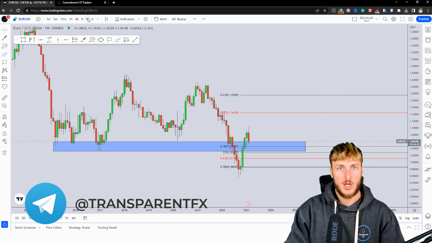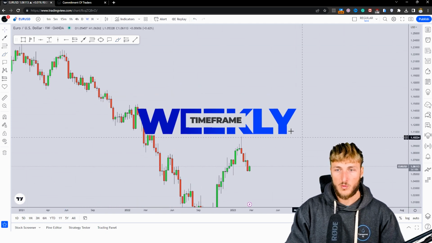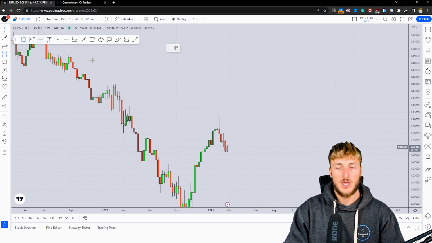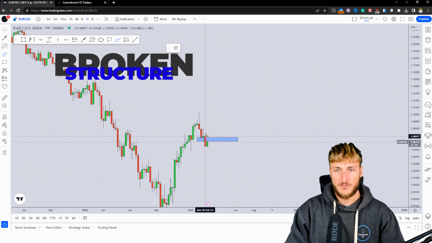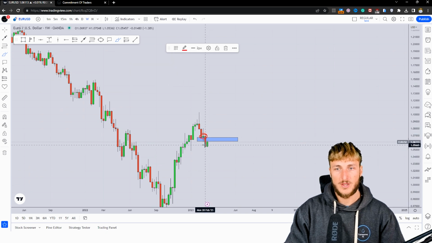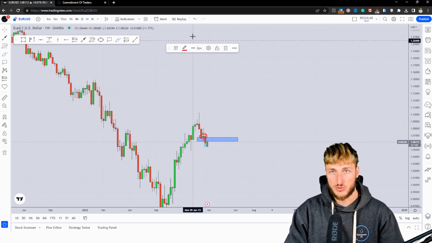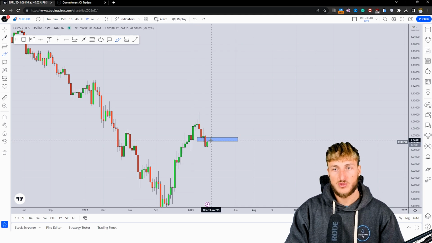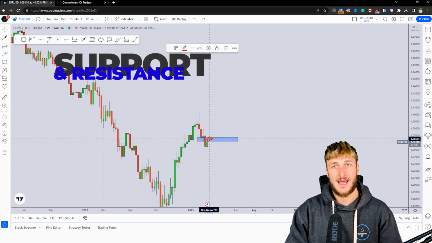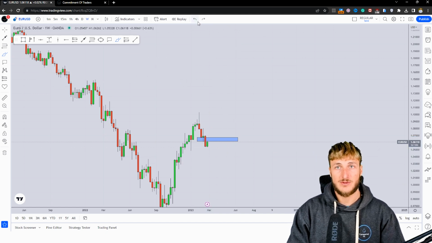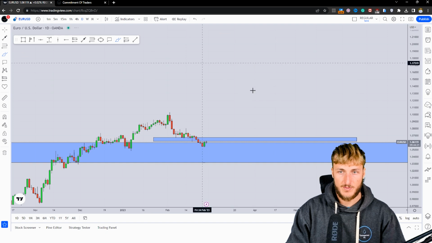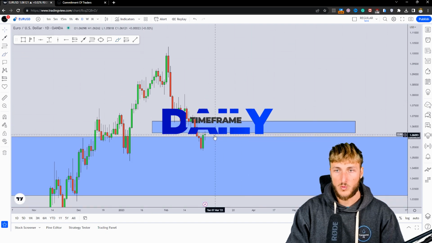Dropping down on the weekly time frame, what do we have? From a weekly perspective, we can notice how the market has now broken structure. This green candle here was the previous support. With the last weekly candle, which broke below the area, this previous support now became resistance. And as we're testing it, there is the possibility to see a potential rejection to the downside away from this zone.